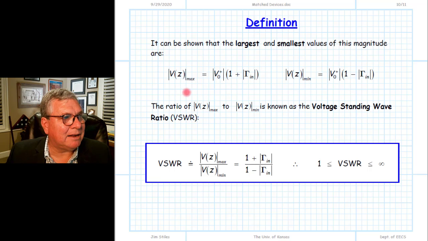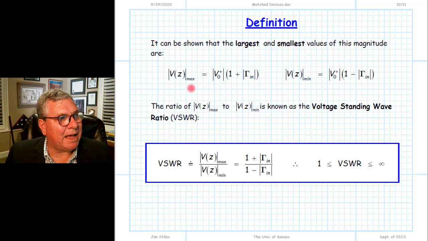In that case, the magnitude of the total voltage is the same everywhere. And that occurs when you have no reflected wave. You just have an incident wave. And of course, that's what we want. We don't want any reflected wave. We only want an incident wave.